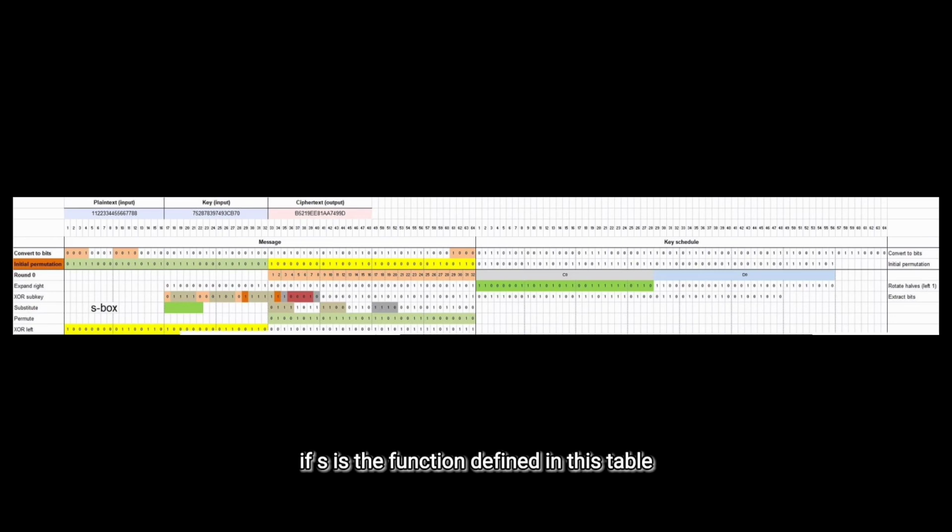If S1 is the function defined in this table and B is a block of 6 bits, then S1(B) is determined as follows. The first and last bits of B represent in base 2 a number in the decimal range 0 to 3, or binary 00 to 11. Let the number be i. The middle 4 bits of B represent in base 2 a number in the decimal range 0 to 15, binary 0000 to 1111. Let the number be j. The number in row i and column j is the output S1(B) of S1 for the input B.